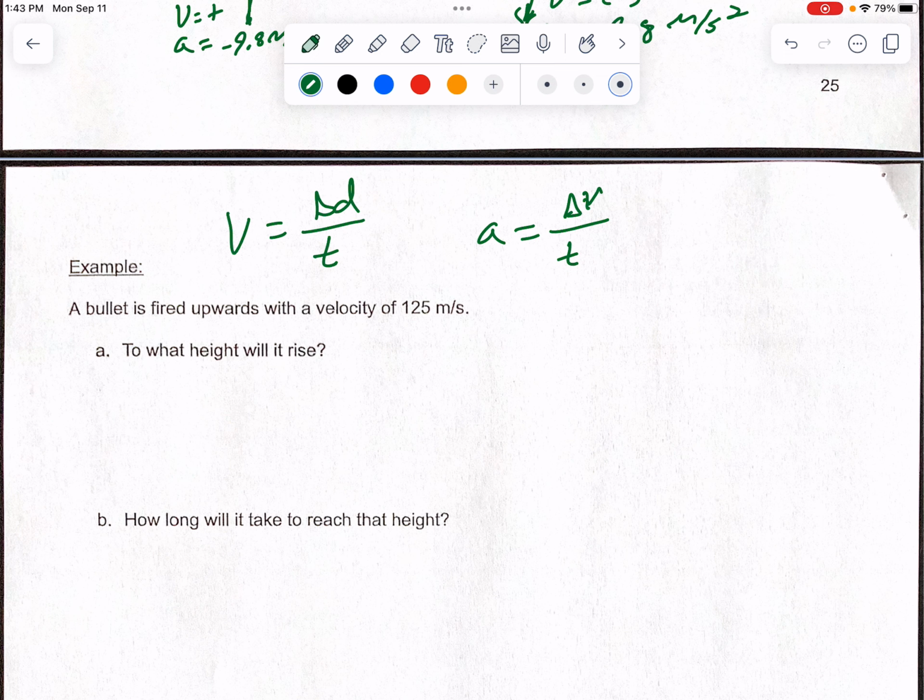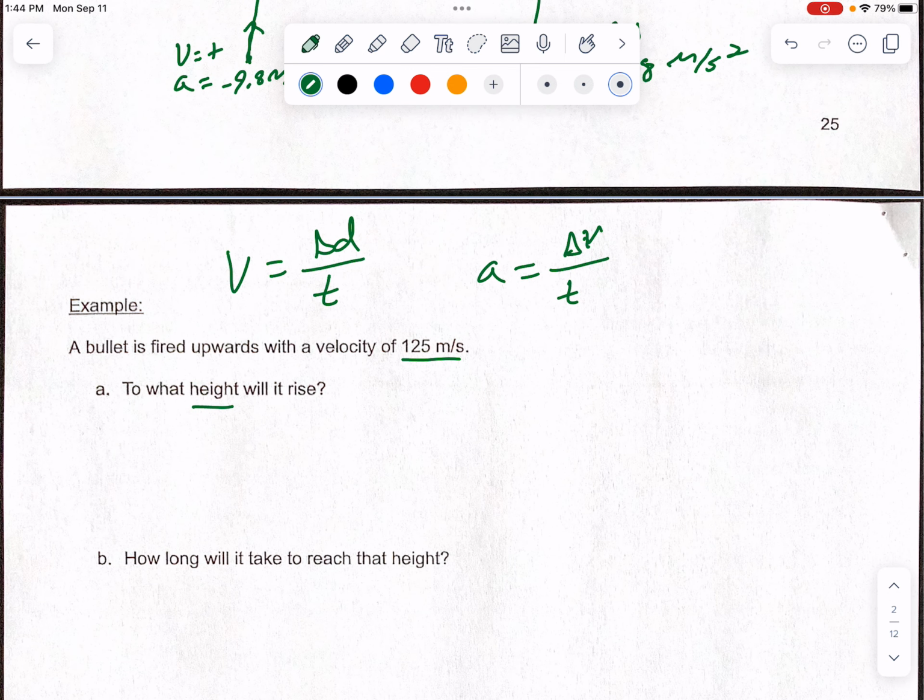So a bullet is fired upwards with a velocity of 125 meters per second. To what height will it rise? So that means I'm looking for displacement. Now, this one, v equals d over t, I do have a velocity, and I am looking for d, but I don't have time. So I couldn't use that. Here, acceleration, they don't really tell me acceleration, and they're not looking for it. You could probably throw in gravity if you want to, since we're talking about something falling. Okay, let's just say we do have that. Velocity I do have, but time, I'm not looking for time. I'm actually looking for distance, so this wouldn't work either.